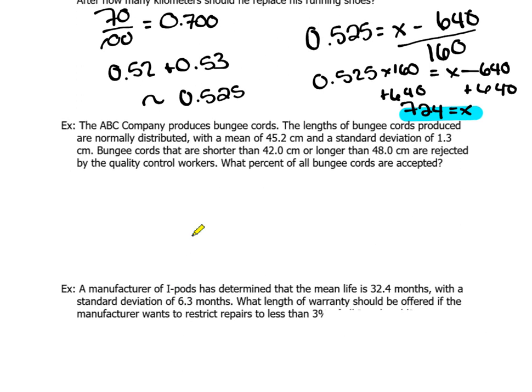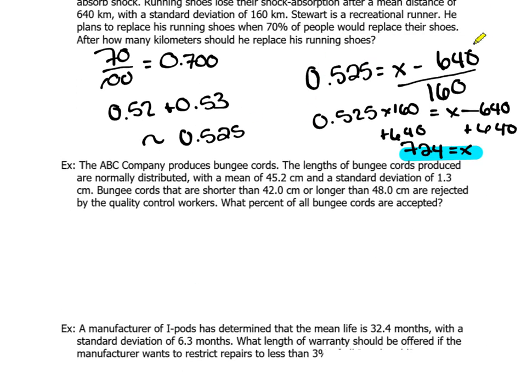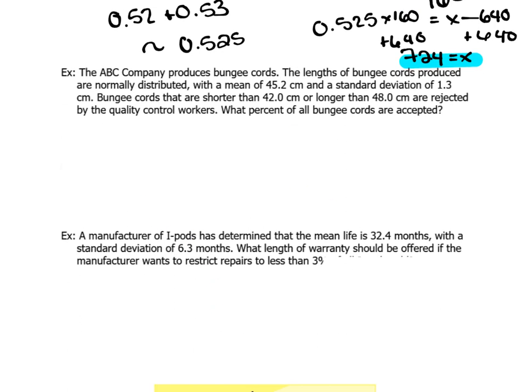So that's when we're given a score, how we can find out a number from that, or vice versa, if we're looking for the Z-score, how we can find a percentage. In this example, the company produces bungee cords, and the length of bungee cords produced are normally distributed. In order to use Z-scores, we have to have a normal distribution, or it's not going to work super great. The mean is 45.2 and the standard deviation is 1.3. The bungee cords that are shorter than 42 centimeters or longer than 48 are considered rejected by quality control, and it wants to know what percent of bungee cords are accepted.